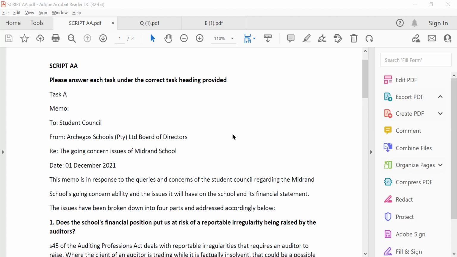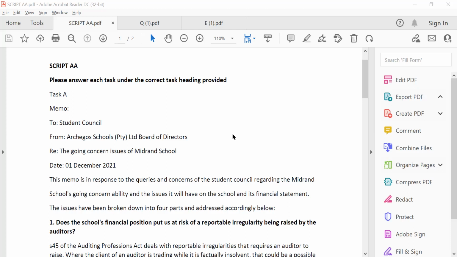I'll be looking at task A from the APC 2021 assessment. In this particular recording, I'll just be going through what the expectations were for task A so that you can assess against your own response and use this as a learning tool to understand your performance and better prepare going forward.